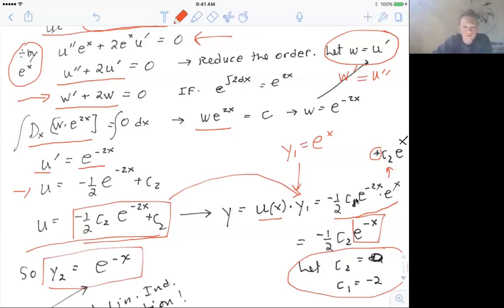Y2. So, question. We have u equals negative 1/2 c2. Where does that c2 come back in? That's a C1 right there, okay? And then the C2 is up here. Okay, where's... Oh, I'm sorry.